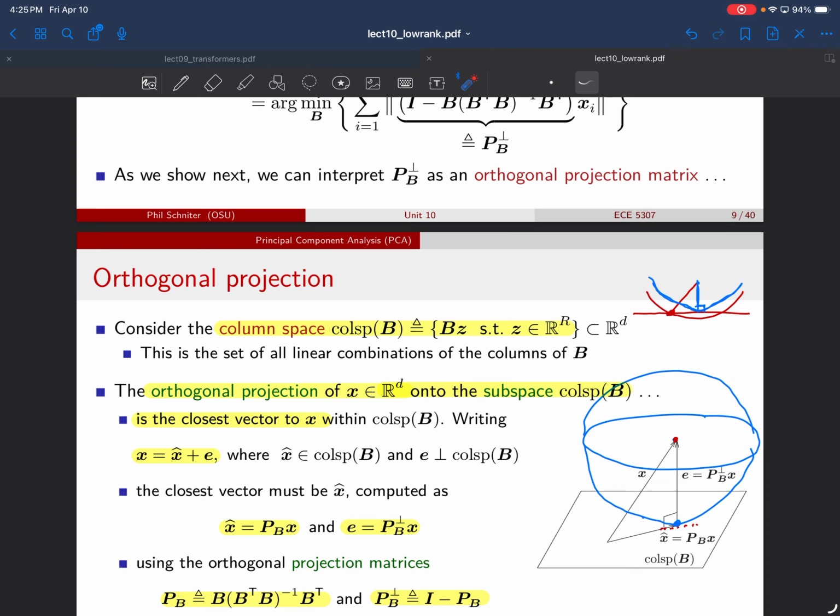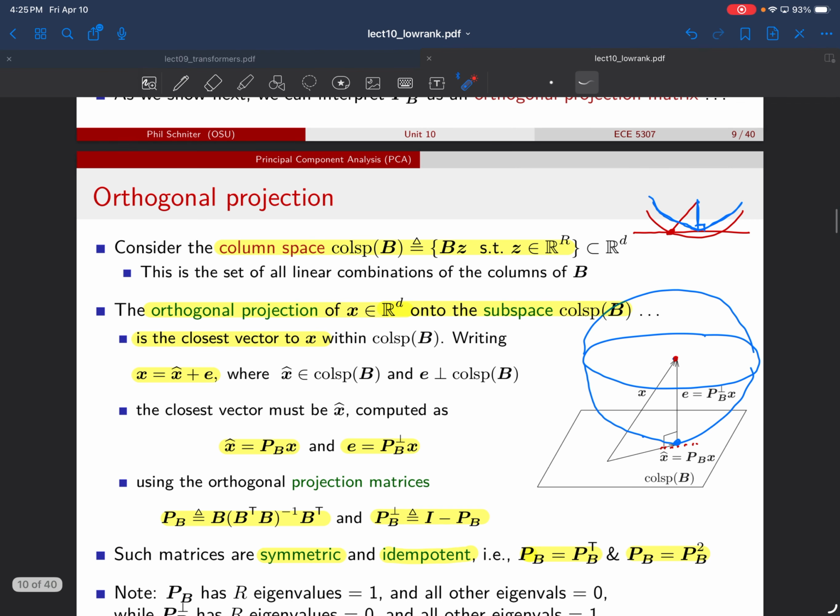Okay, so how many of you have seen projection matrices before? Okay, great. They definitely show up a lot, depending on what you study. Okay, so that's the idea behind orthogonal projection.